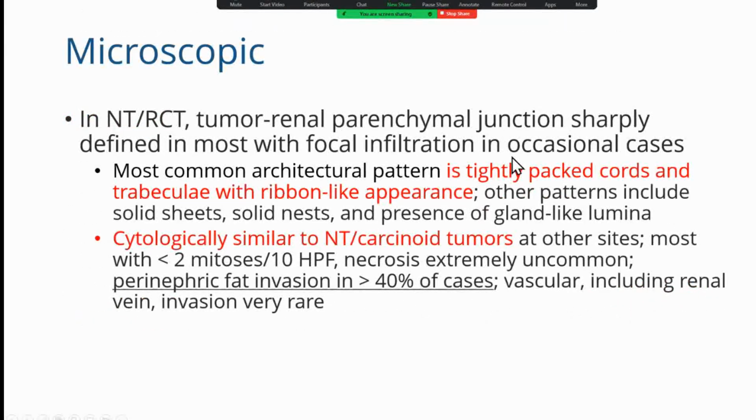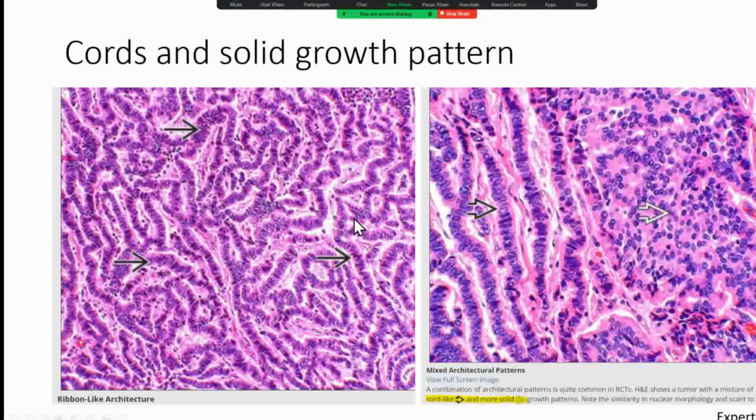And then the microscopic feature is really straightforward. We know the cells can form nests or trabeculae with ribbon-like appearance and then solid sheets. But the more characteristic feature is the cytology of the NET cells. So here are the NET cells just forming this ribbon-like structure. They are just forming cords stuck together, and here they have a more solid structure.